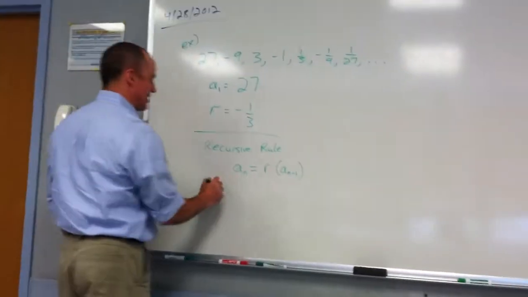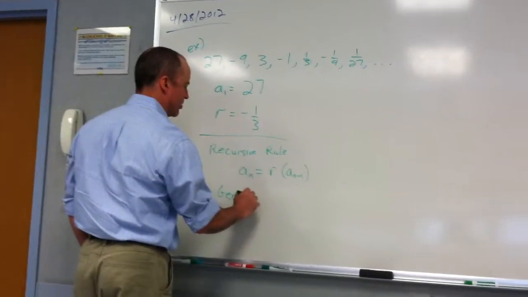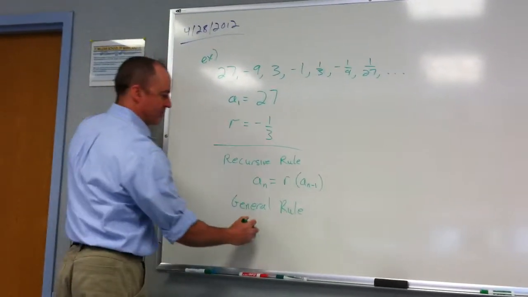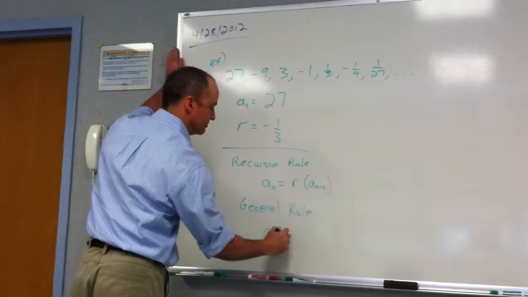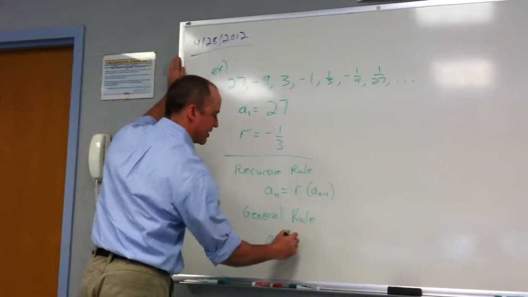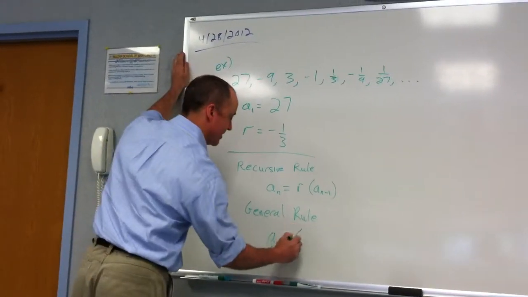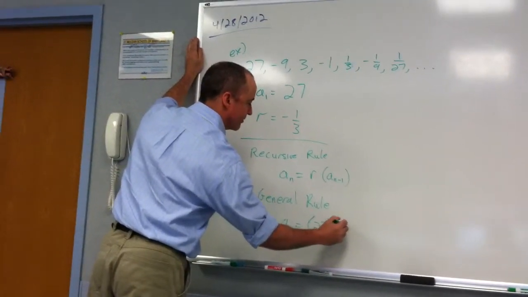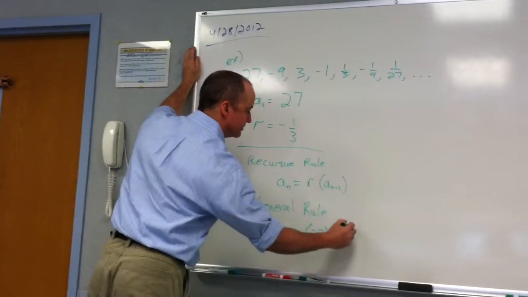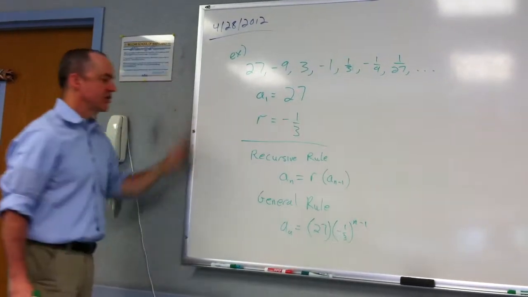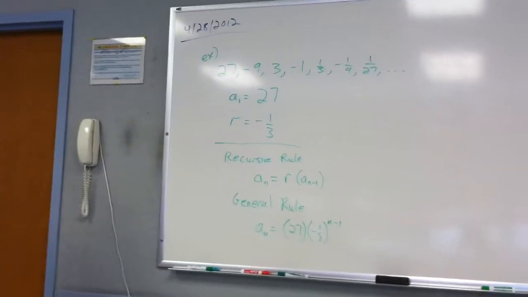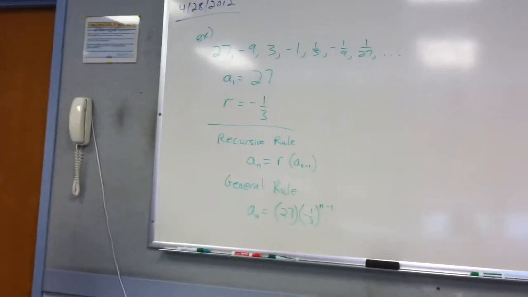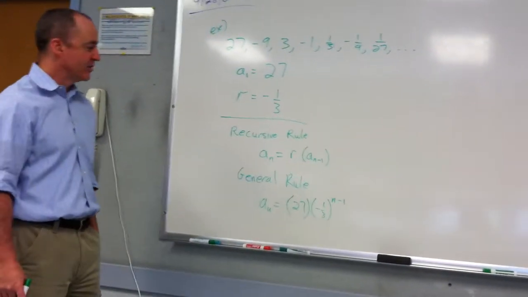What is my general rule? A sub n equals a sub 1 times r to the n minus 1. Yep. So you can find me the 50th term that way. It'd be annoying, and if I didn't give you a calculator, you might have something to the 50th power in it. But you could find me that.